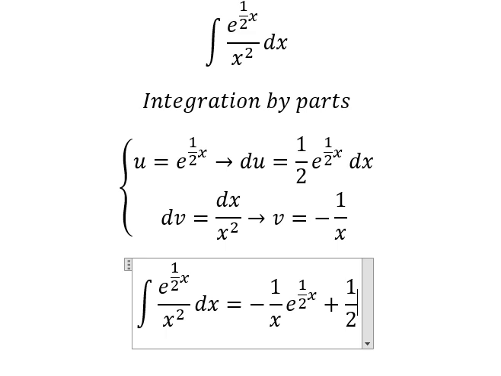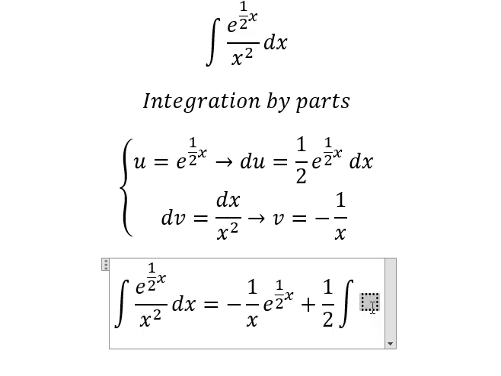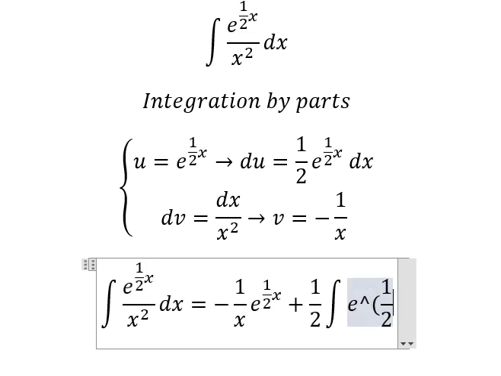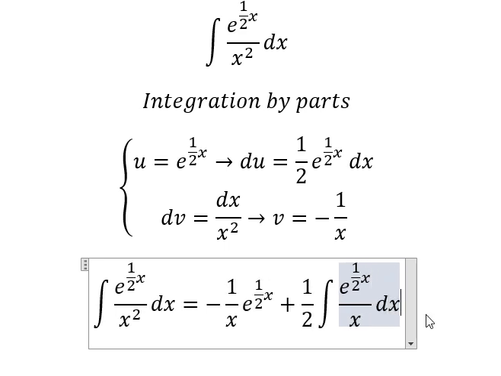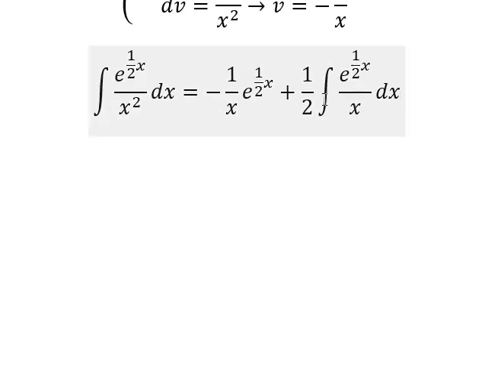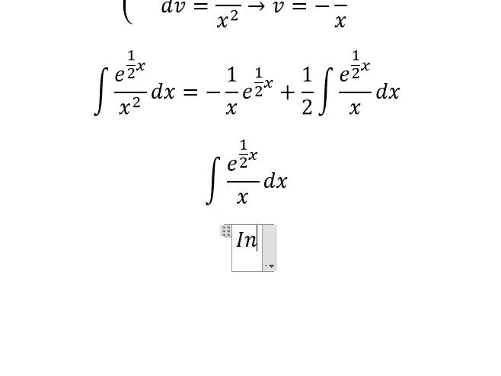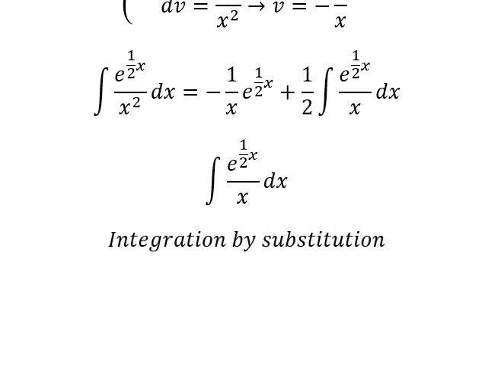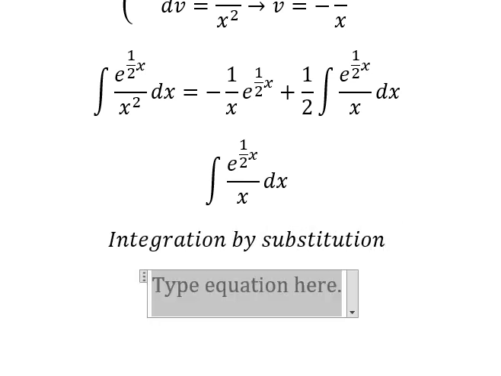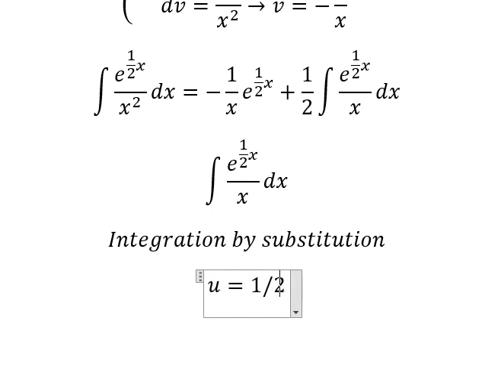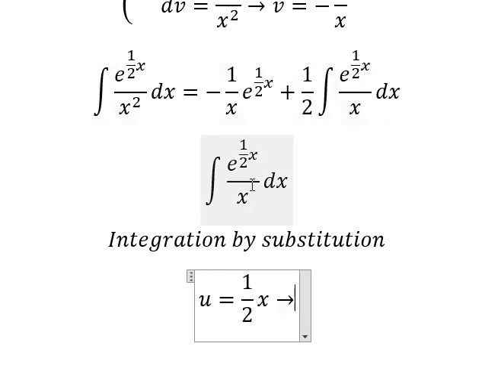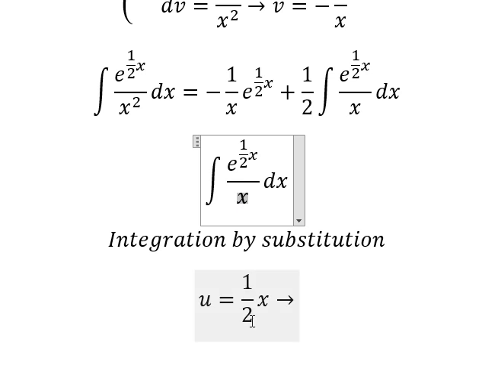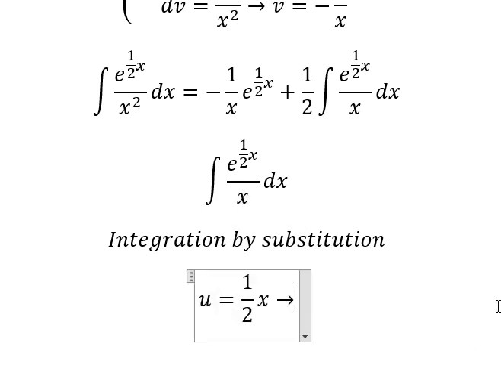So we have the integration of e to the power of 1 over 2s over s ds. Now we need to focus on this one. So we can use integration by substitution. So I will put u equals 1 over 2s, because we have s. So I will put number 2 go to the left.